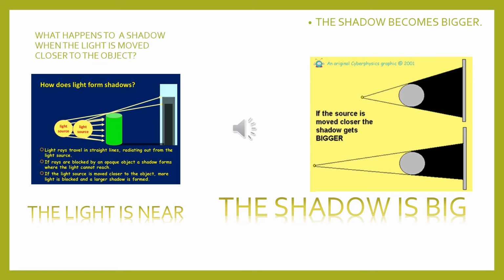Light rays travel in straight lines, radiating out from the light source. If rays are blocked by an opaque object, a shadow forms where light cannot reach. If the light source is moved closer to the object, more light is blocked and a larger shadow is formed. The light is near. If the source is moved closer to the object, the shadow gets bigger. So the shadow is big.